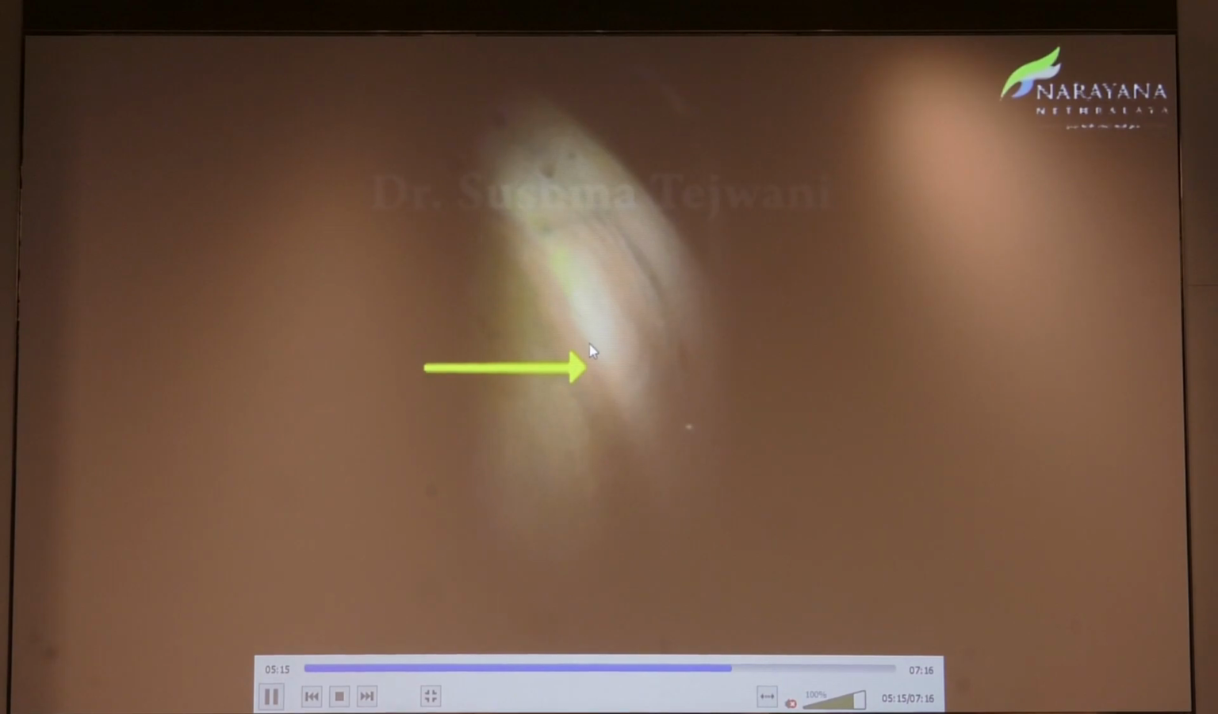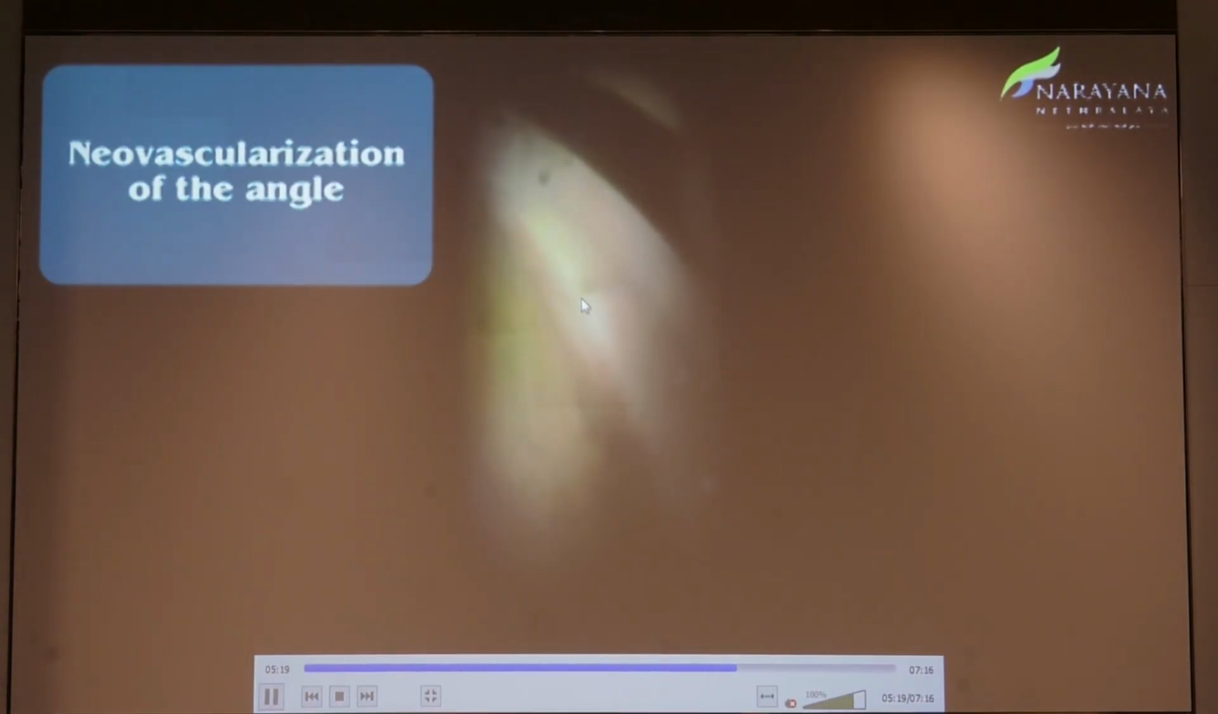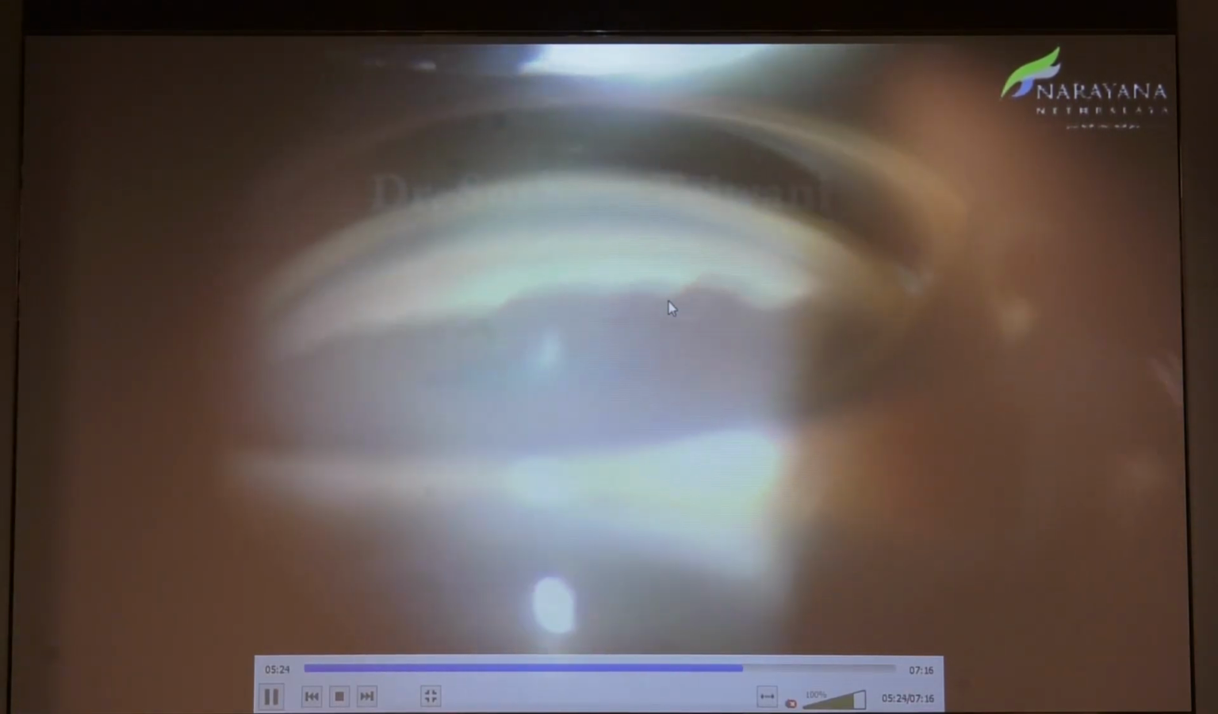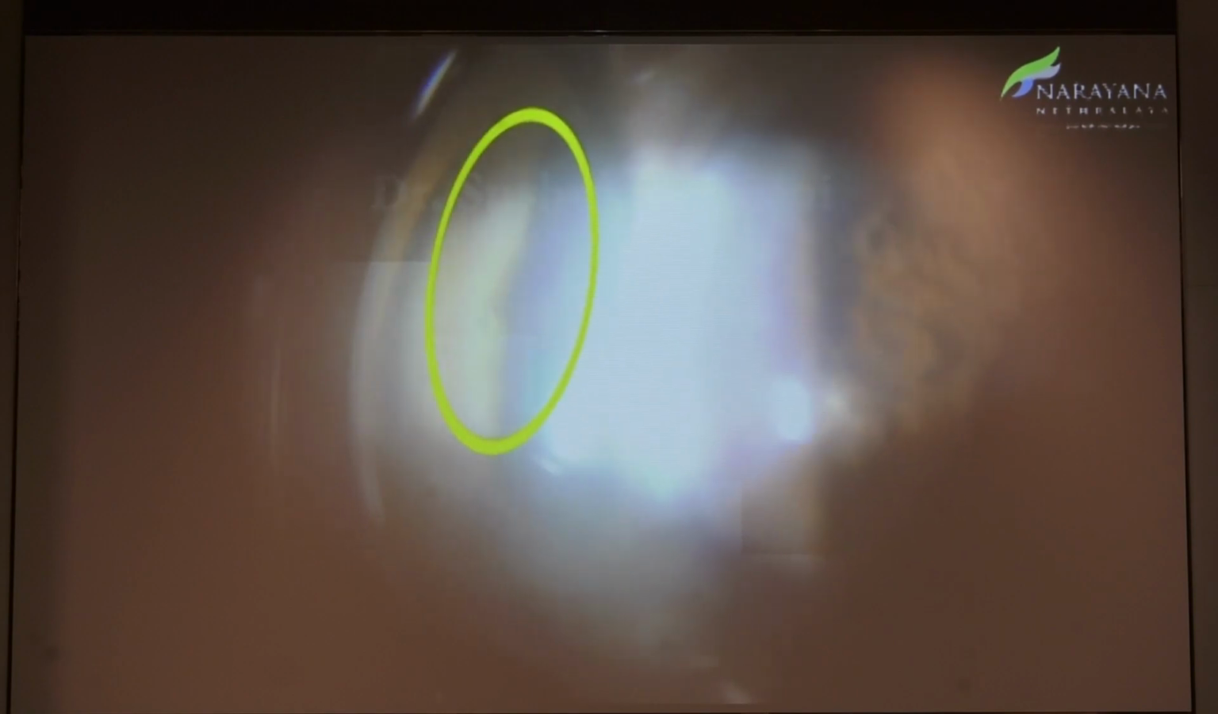This is the angle where you can see the blood vessels. This is neovascularization of the angle. These are broad PAS post uveitis or inflammatory situation where you can see the broad-based synechiae in the angle.